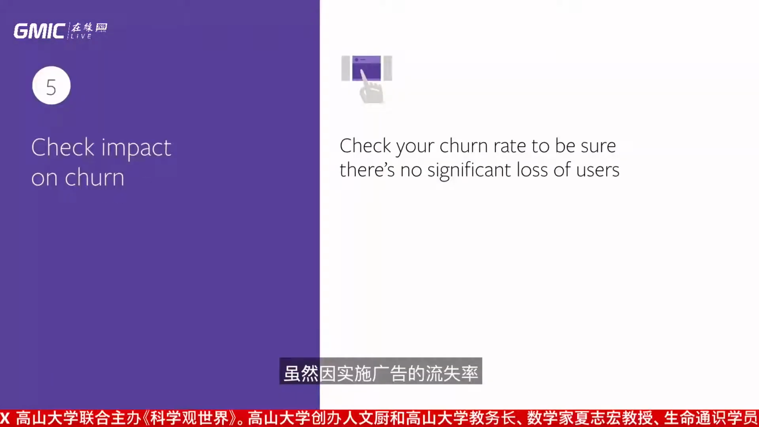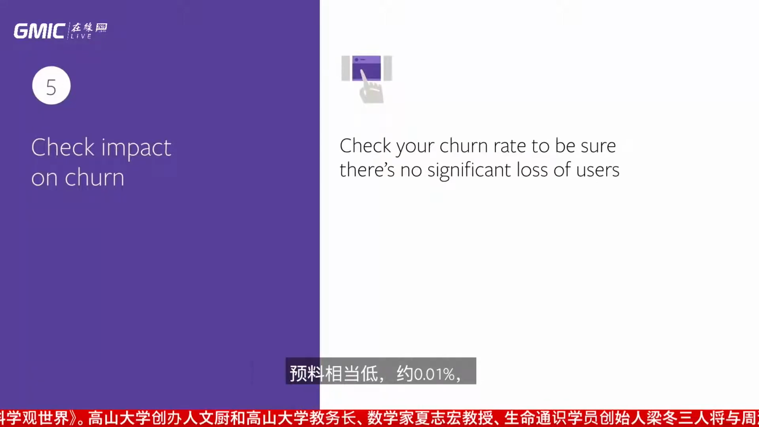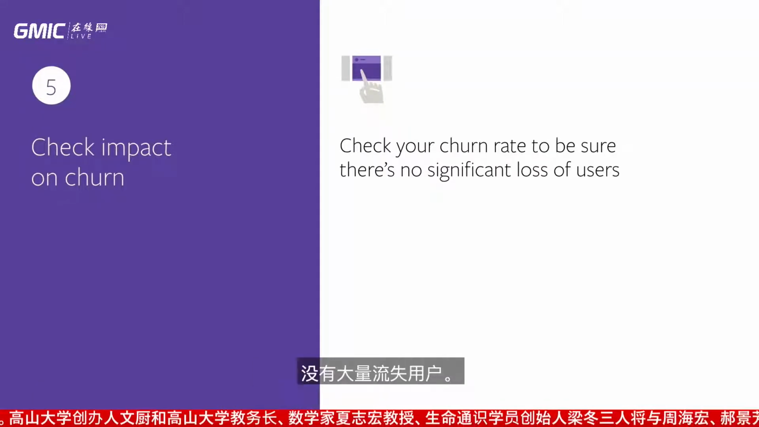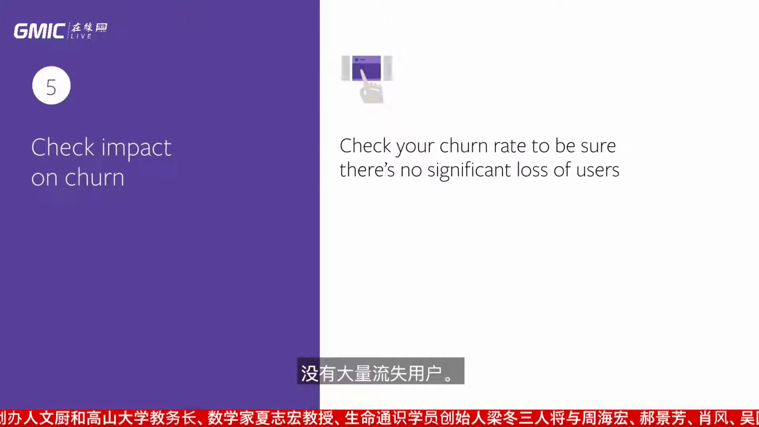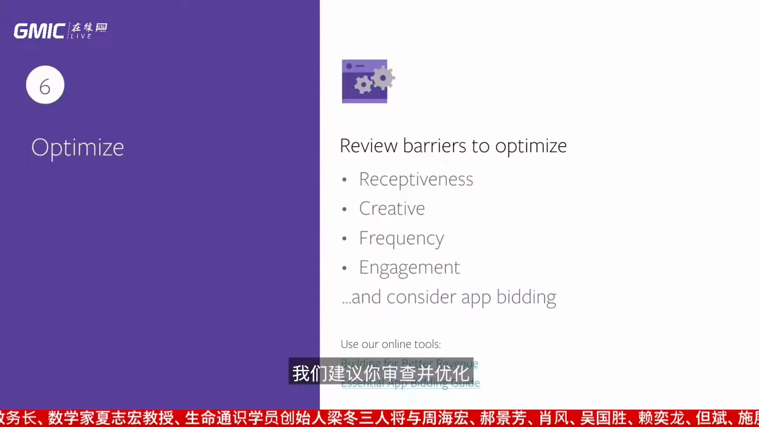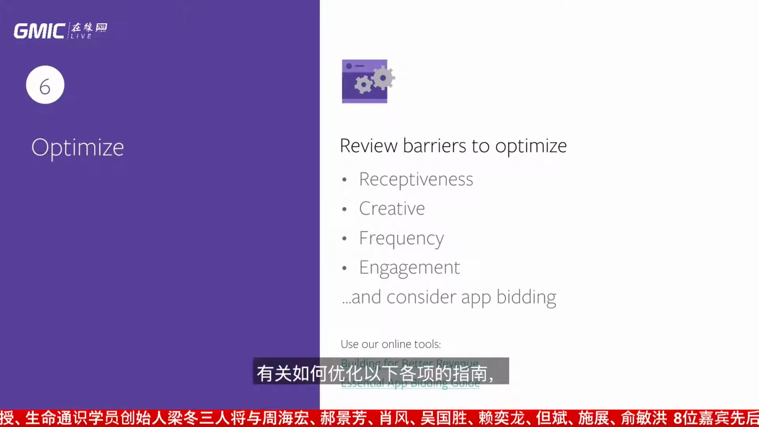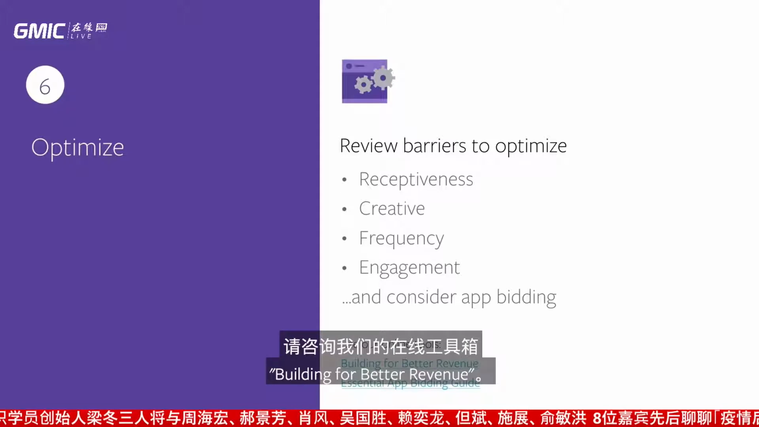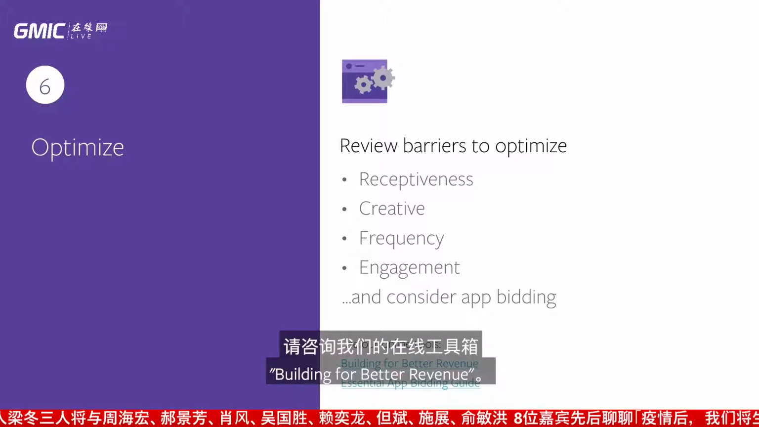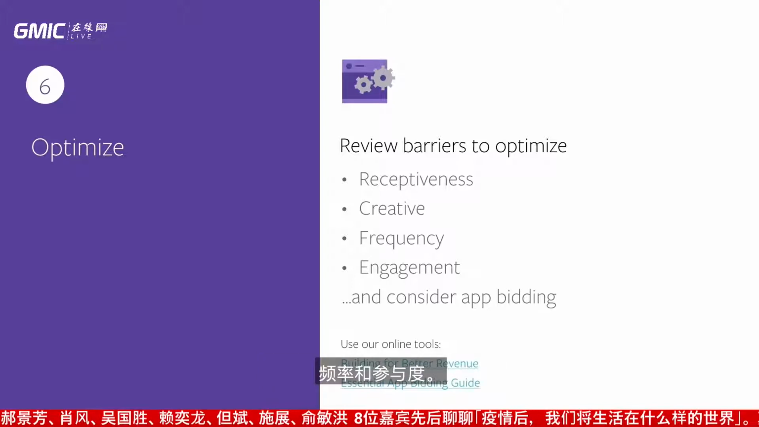While churn from implementing ads is expected to be low, around 0.01%, you can check your churn rate to be sure there's no significant loss of users. At this point in step 6, we suggest you review and optimize the variables of your ad implementation. For guidance on how to optimize each of the below, consult our online toolkit, Building for Better Revenue. We look at receptiveness, creative, frequency, and engagement.